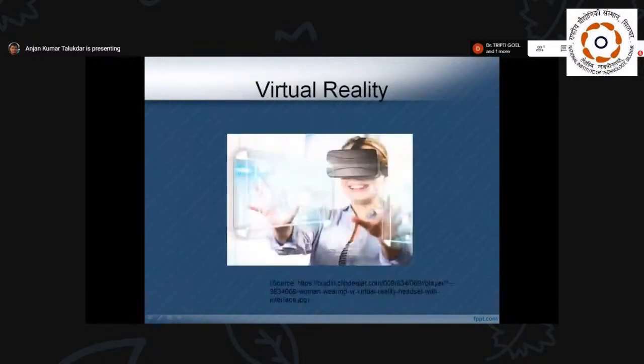Then one more important field is virtual reality. As its name suggests, a virtual environment is built surrounding the user, or surrounding us, but it seems to be real. So we can directly interact with this virtual environment. I think you are familiar with virtual reality. This is also becoming possible only because of the hand gesture recognition system.